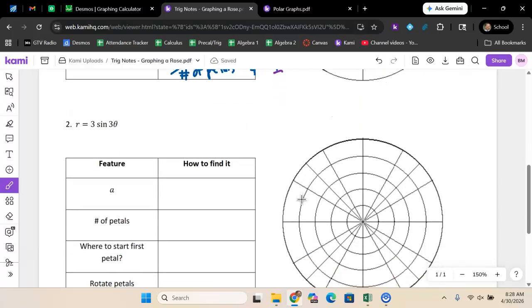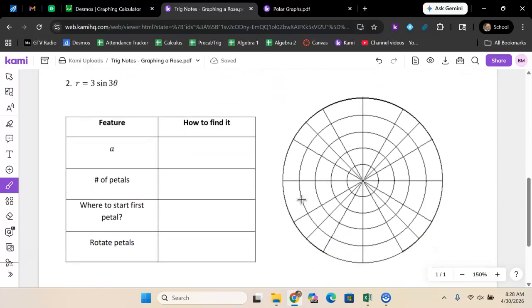All right. R equals 3 sine 3 theta. So A, again, is 3, so we know that the length of them this time is going to be 3 units instead of 4. For the number of petals, this time N is odd, so that means we're going to have N petals, which means we are going to have 3 petals.